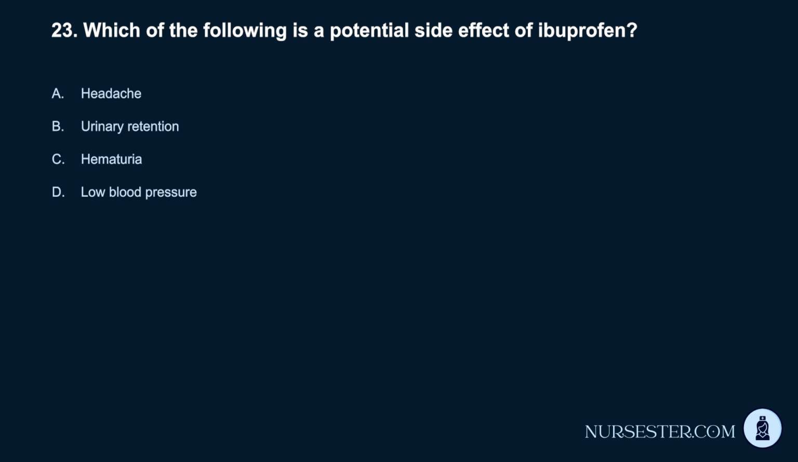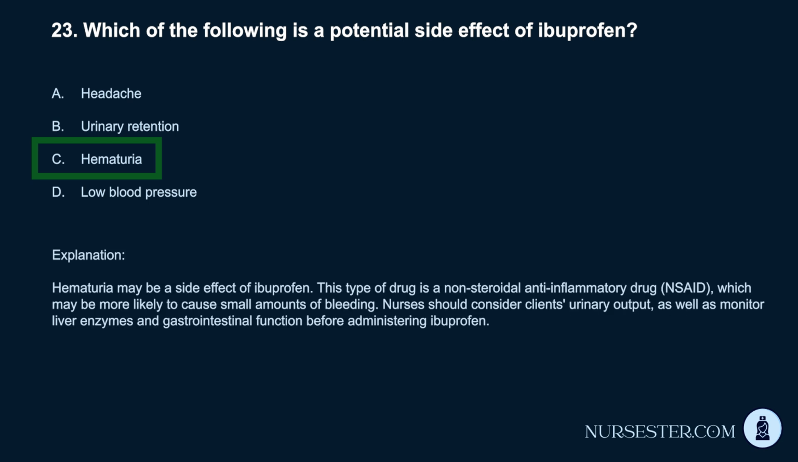23. Which of the following is a potential side effect of ibuprofen? A. Headache. B. Urinary retention. C. Hematuria. D. Low blood pressure. Correct answer, C. Hematuria. Hematuria may be a side effect of ibuprofen. This type of drug is a non-steroidal anti-inflammatory drug, NSAID, which may be more likely to cause small amounts of bleeding. Nurses should consider clients' urinary output, as well as monitor liver enzymes and gastrointestinal function before administering ibuprofen.